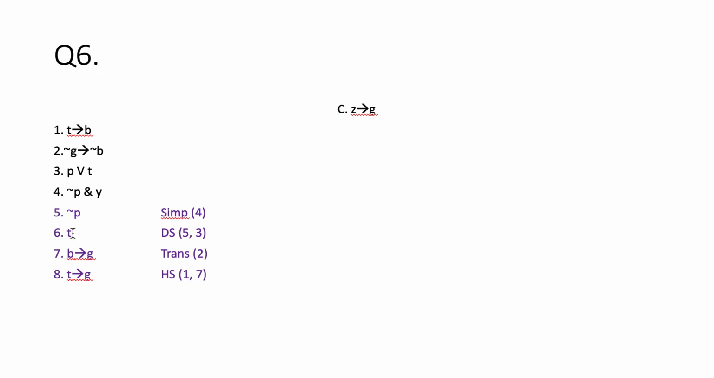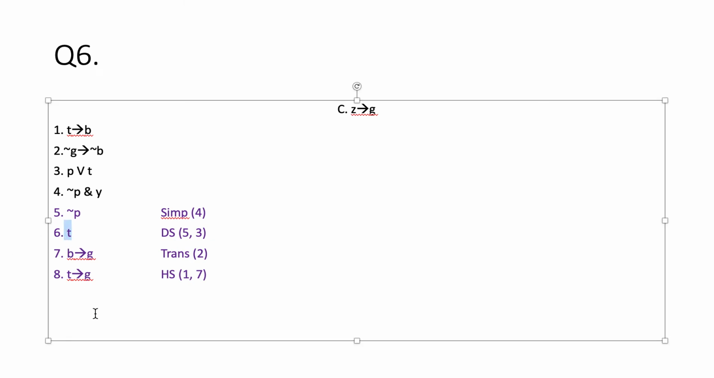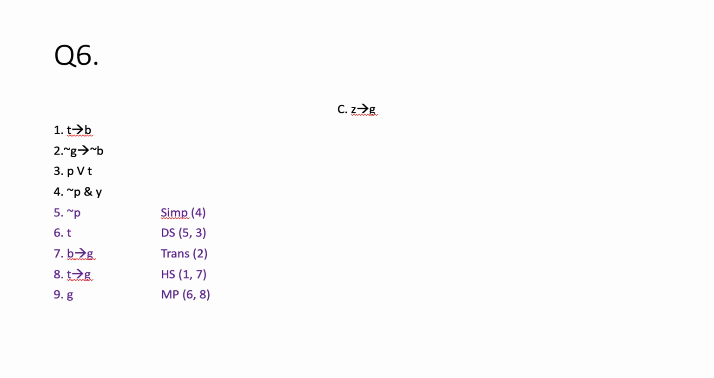And now I've already gotten T, so I have the materials to do modus ponens and get G.